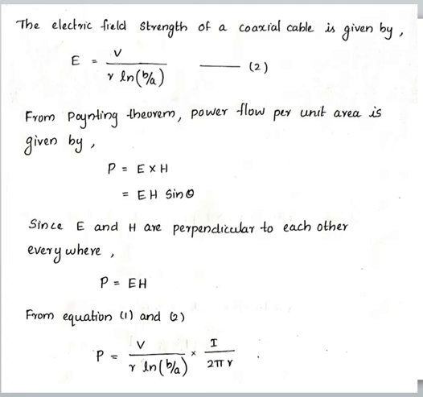Substitute the values of E and H into the above equation. Therefore, P, where E is equal to V by r ln b by a and H is equal to I by 2 pi r, becomes P is equal to V divided by r ln b by a into I divided by 2 pi r.